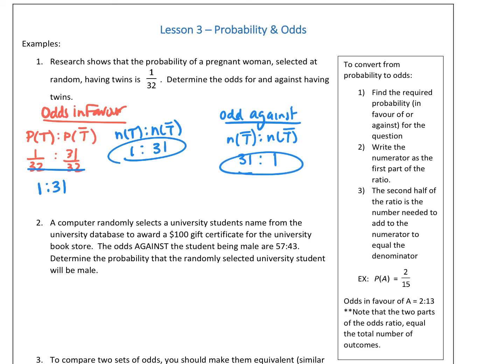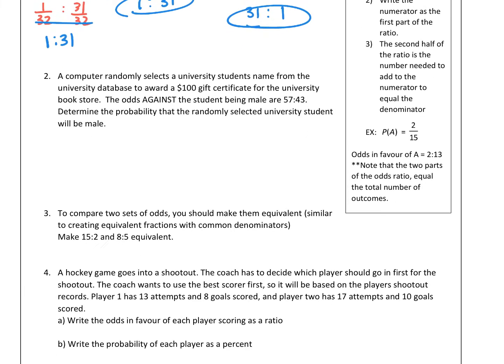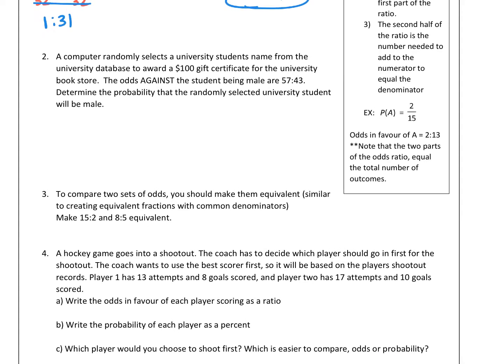Okay. Number 2, a computer randomly selects a university student's name from the university database to award a $100 gift certificate for the university bookstore. This question is giving me odds. The odds against the student being male are 57 to 43. Determine the probability that the randomly selected university student will be male.